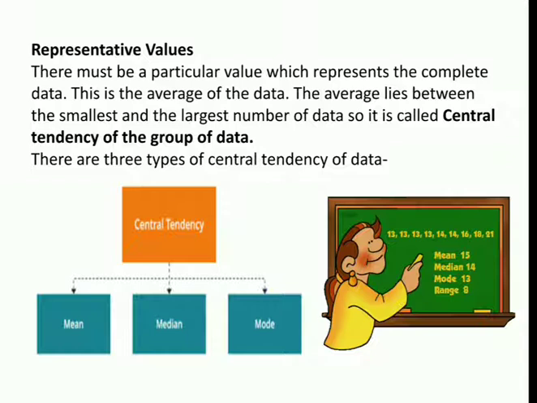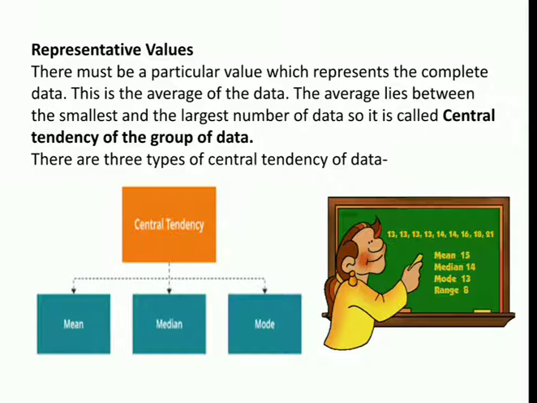Representing value. There must be a particular value which represents the complete data, correct? And this is the average of data. The average lies between the smallest and the largest number of data, so it is called central tendency of the group of data. There are three types of central tendency of data. One is mean, another is median, and third is mode.